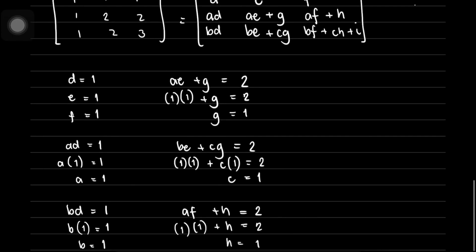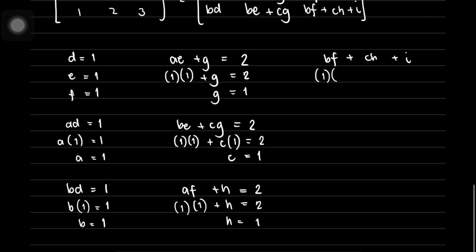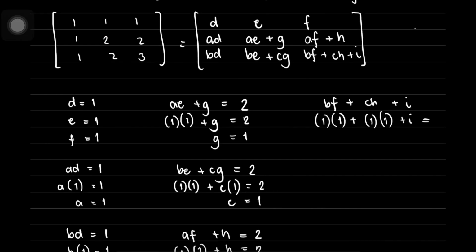And lastly, we have BF plus CH plus I. We now have B, which is equal to 1. F is 1 as well. C is 1. H is 1. And I is the unknown. And this corresponds to a value which is equal to 3. Now, if we add 1 times 1 plus 1 times 1, that's equal to 2. And if we transpose 2 to the right side, I would be equal to 1.